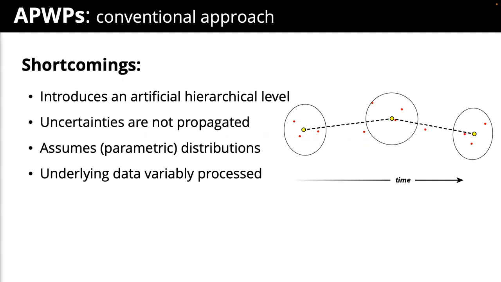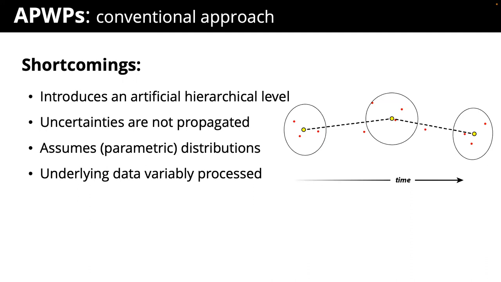These are namely the paleopoles. Uncertainties are not propagated either in space or in time. We're also assuming parametric distributions every step of the way, right, when we're describing the uncertainty. So this is something that Dawei was exploiting in his talk, in the framework that he's presenting. I'm going to point out some situations where this might actually be a bad idea.